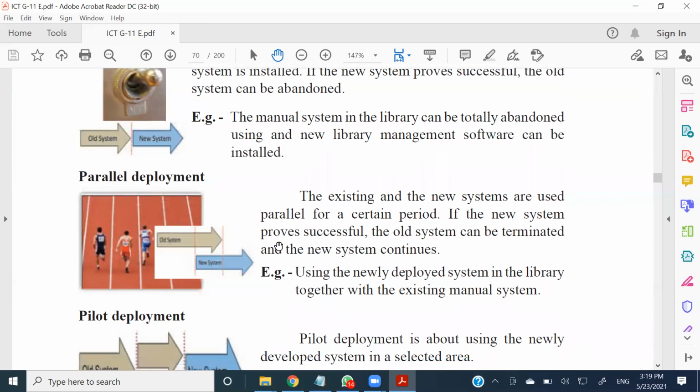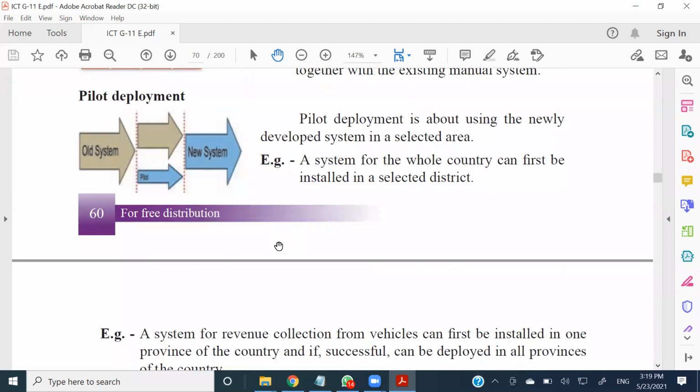And when it comes to pilot deployment, it's a different kind of approach. Now think about your school. Think about a school having two sections, which we call the primary section and the secondary section. From grade 1 to grade 5, it's the primary section. From grade 6 to grade 13, it's the secondary section, right? So in pilot deployment, what the project team does is choose a part of the organization. If it is a business organization, they will go for a department.